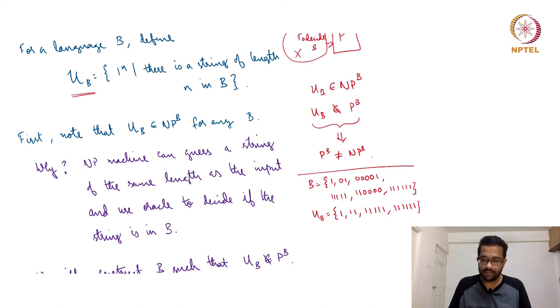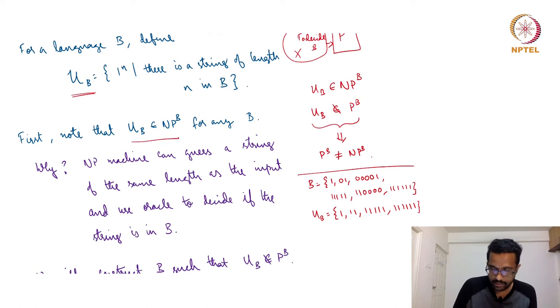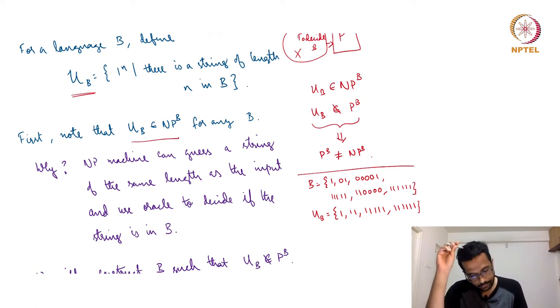Basically, if there is a string of length i, it includes the unary 1^i, which means one i times, right? So this is U_B. First, let us see that U_B is contained in NP^B, regardless of what B is, right? So this is easy to see.